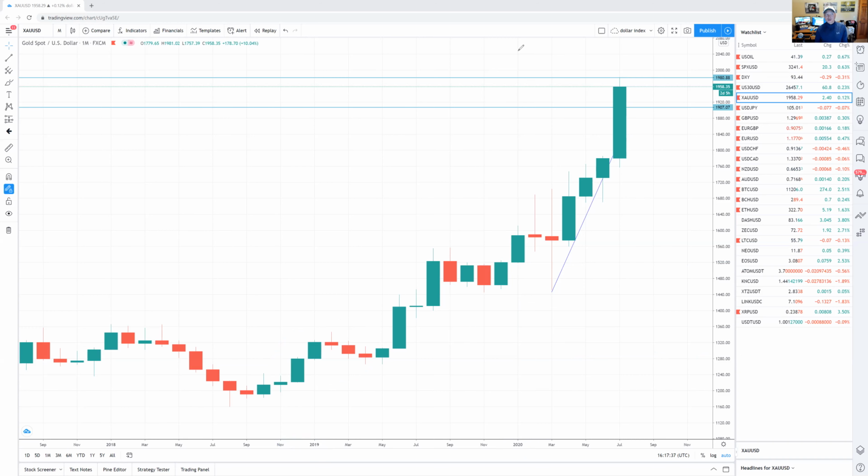But overall, gold has been a massive buying opportunity. I wouldn't be surprised if they shoot it to 2,000. It's been on a bullish breakout month after month after month. This is the first bullish breakout, another one, and this is the biggest one so far.